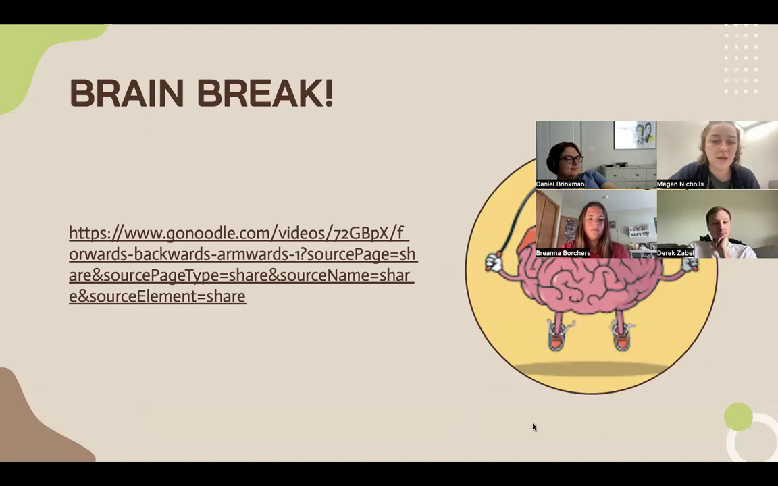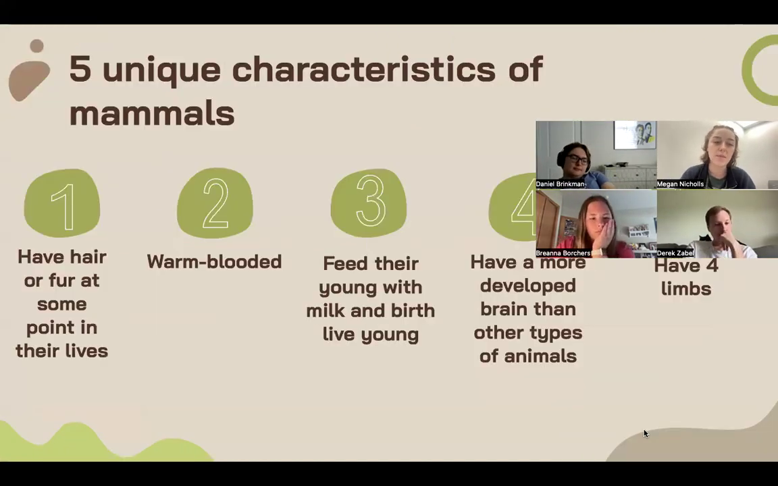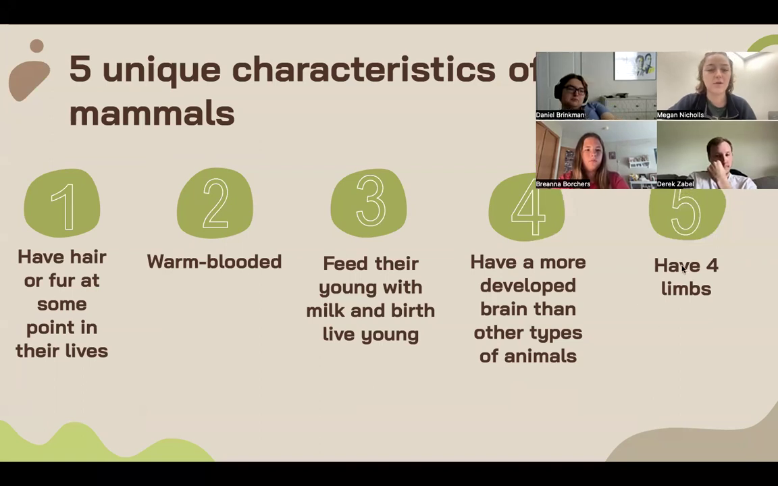Okay. Now that we're back from our brain break, let's define the 5 unique characteristics of mammals. So mammals have fur at some point in their lives, like a couple of you said in your pictures. They are warm-blooded. They feed their young with milk and birth live young. They have a more developed brain than other types of animals, and they all have 4 limbs.